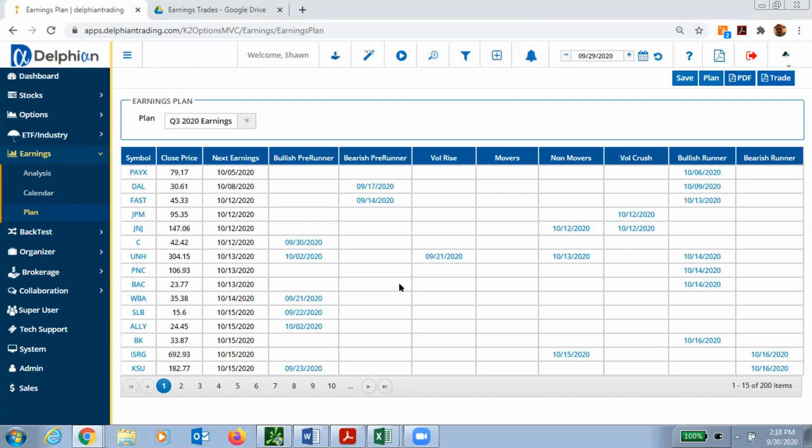Cool. So you can see my screen now, right? I switched it back. Yeah.